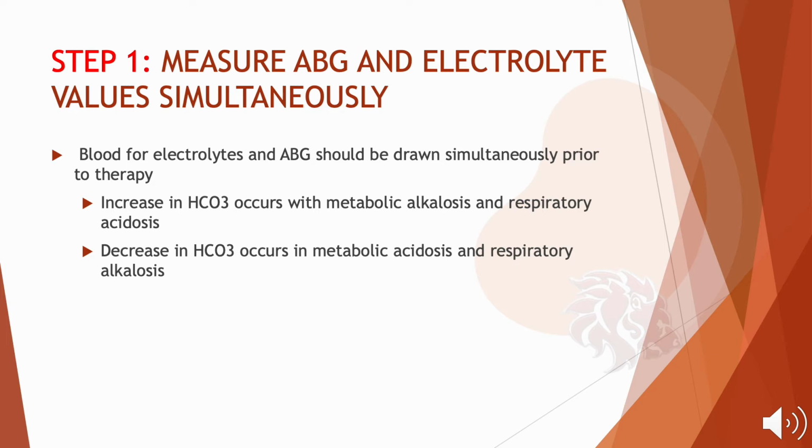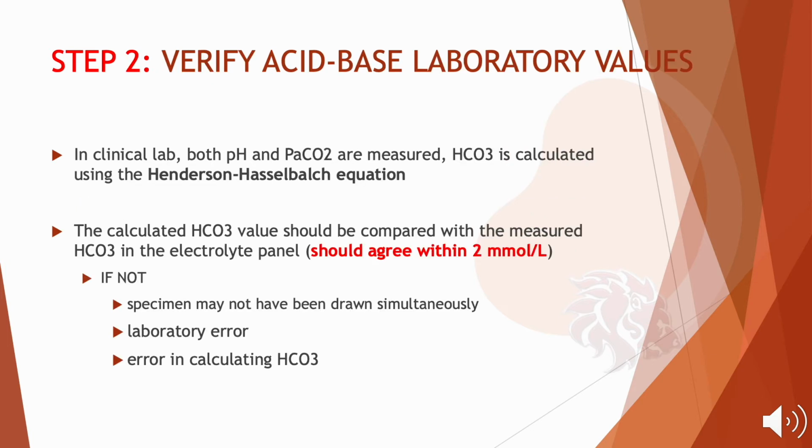An increase in bicarbonate occurs in metabolic alkalosis and respiratory acidosis, while a decrease in bicarbonate occurs in metabolic acidosis and respiratory alkalosis. Step 2 is to verify the acid-base laboratory values. In the clinical laboratory, both pH and the partial pressure of carbon dioxide dissolved in the blood are measured. Bicarbonate is, however, calculated using the Henderson-Hasselbalch equation.